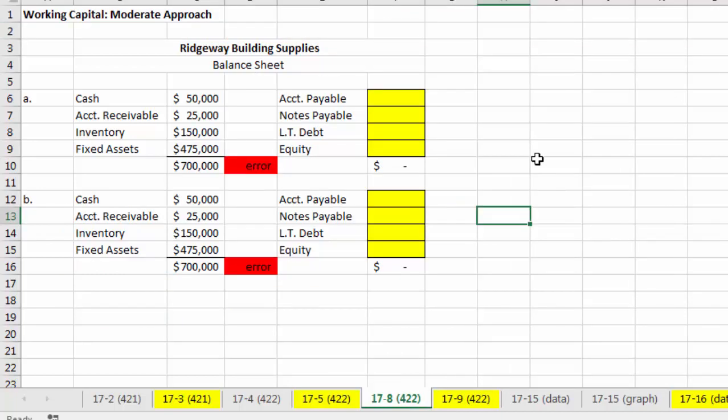17.8, which says Tony Reynolds, CFO for Ridgeway Building Supplies, has determined that the company would run best if it used the moderate approach to financing. Now let's review that really quick.